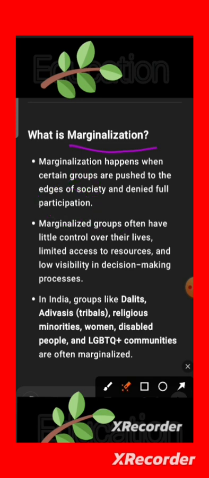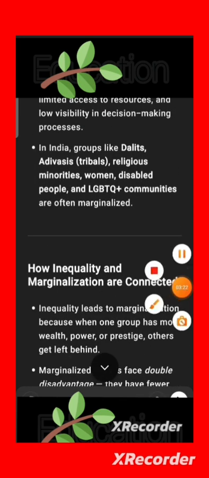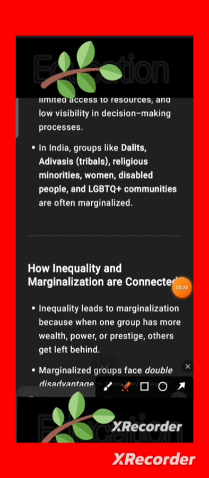Marginalized groups often have little control over their lives, limited access to resources and low visibility in the decision-making process. In India, groups like Dalits, tribes, Adivasis, religious minorities, women, disabled people and LGBTQ communities are often marginalized.